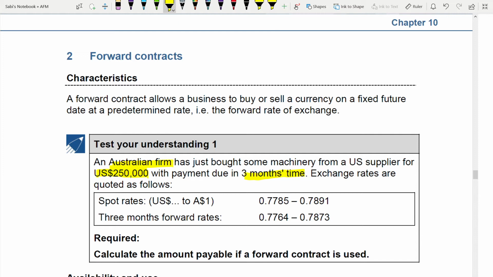So you need to see which rate you are using. Are we using 0.7764 or 0.7873?